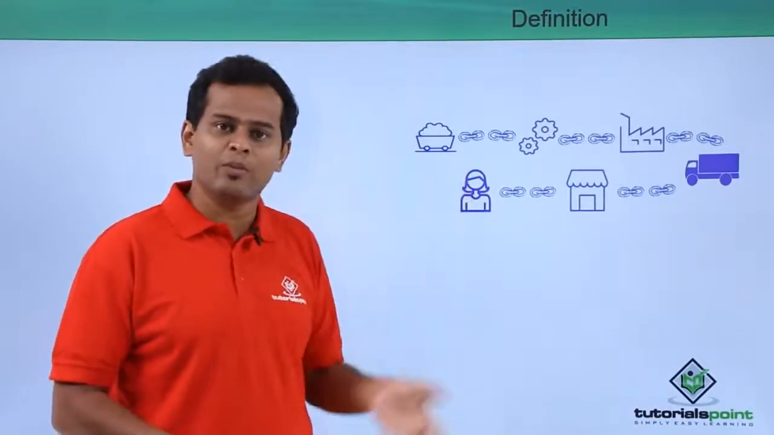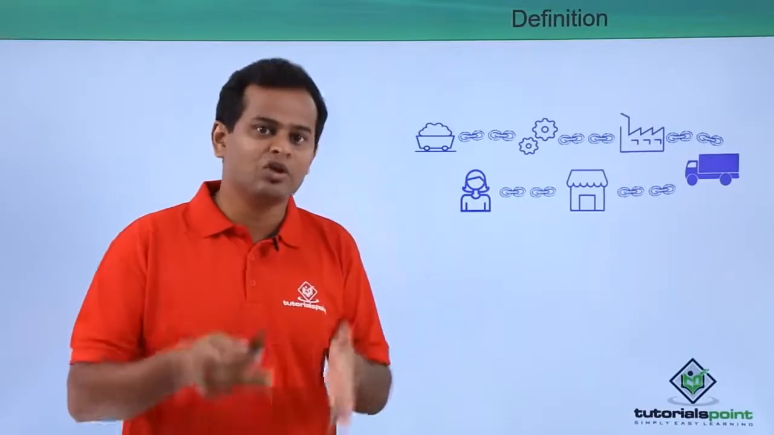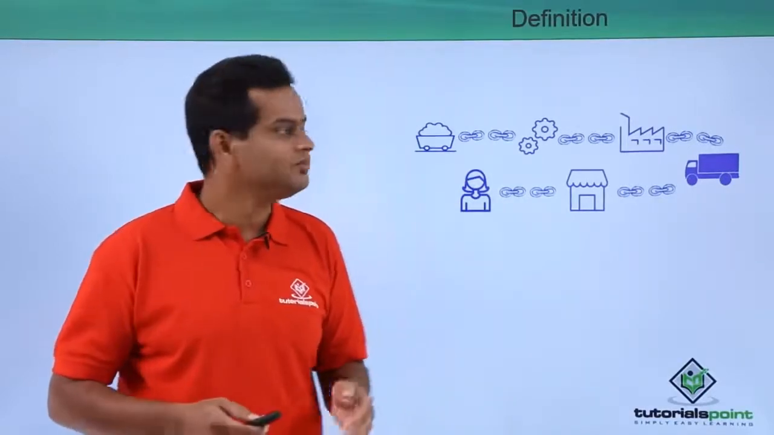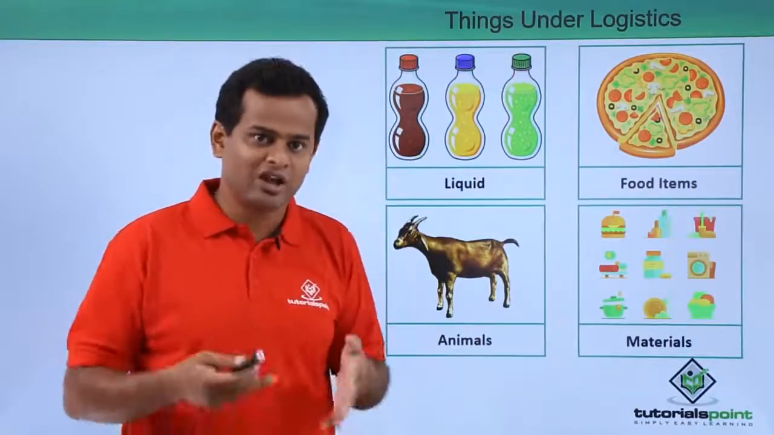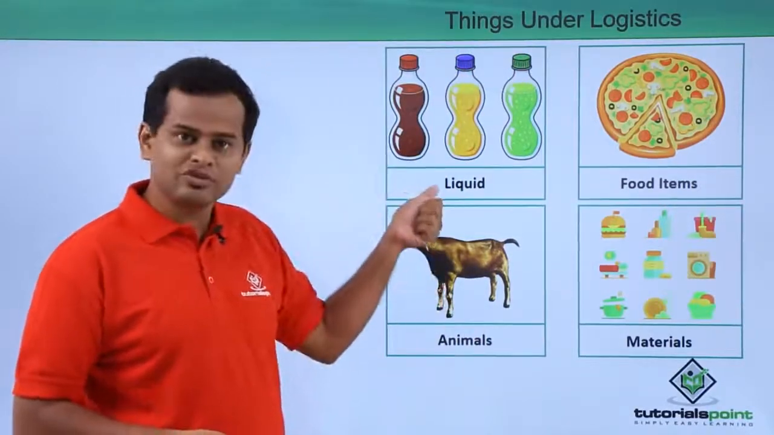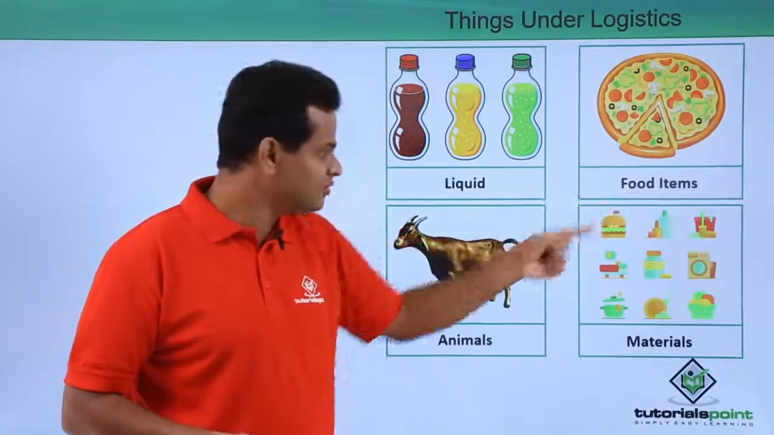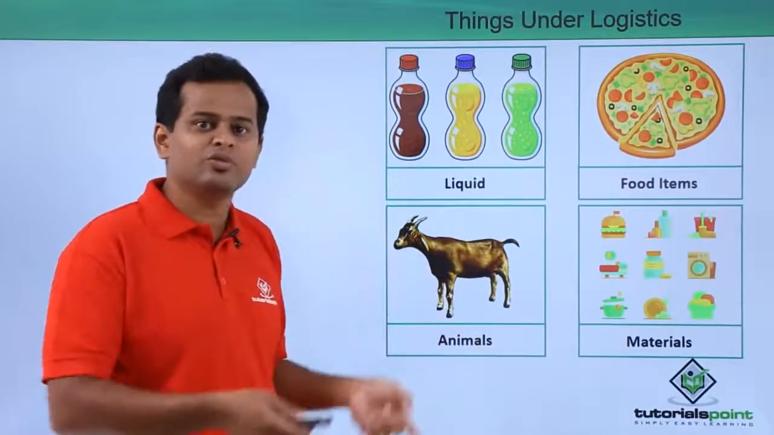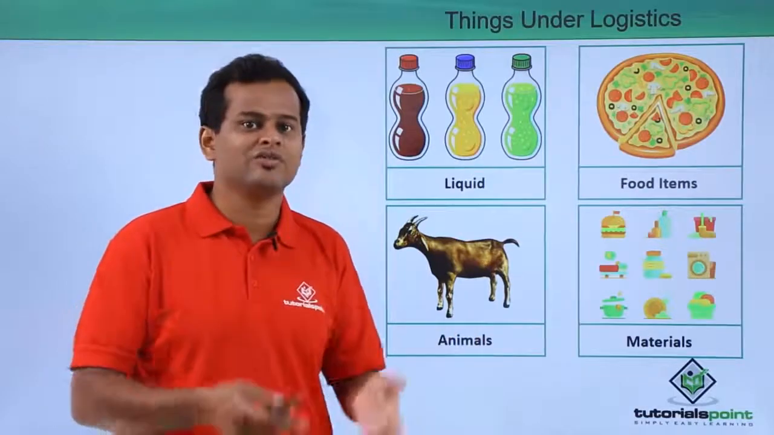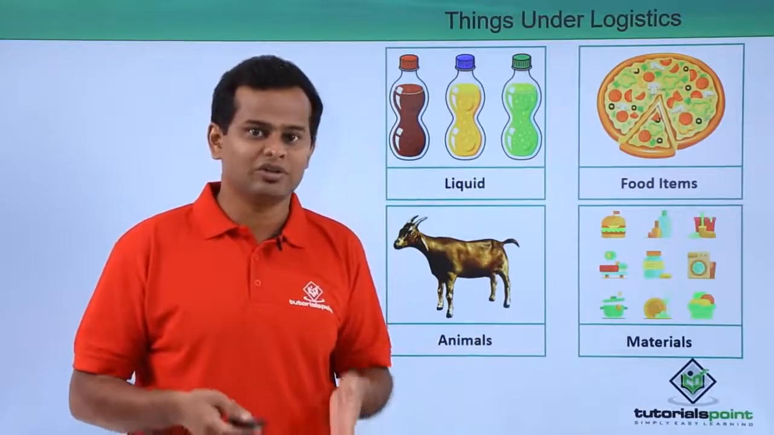So here we are talking about materials, but it can also mean services. Things that can be handled under logistics are liquid items, food items, materials, animals. There can also be different kinds of other materials which can be put under logistics.